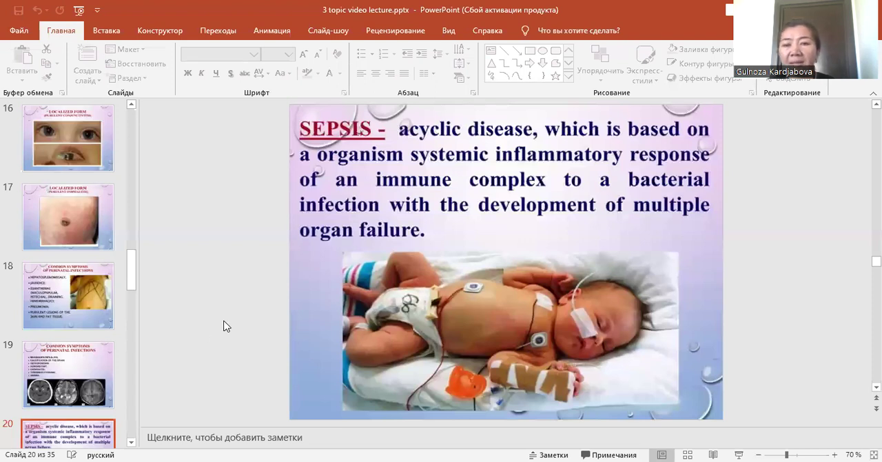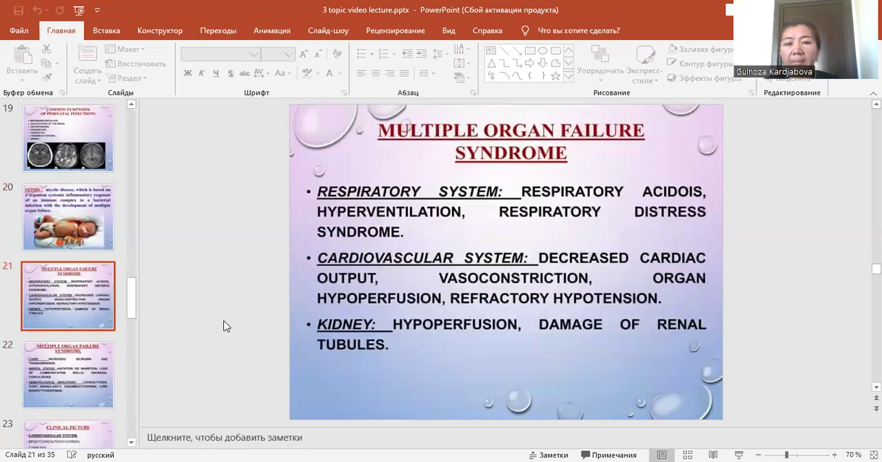Sepsis is a cyclic disease which is based on the organism's systemic inflammatory response of an immune complex to bacterial infection with the development of multiple organ failure. Multiple organ failure syndrome from the respiratory tract: acidosis, hyperventilation, respiratory distress syndrome. From the cardiovascular system: decreased cardiac output, vasoconstriction, organ hypoperfusion, and refractory hypotension.